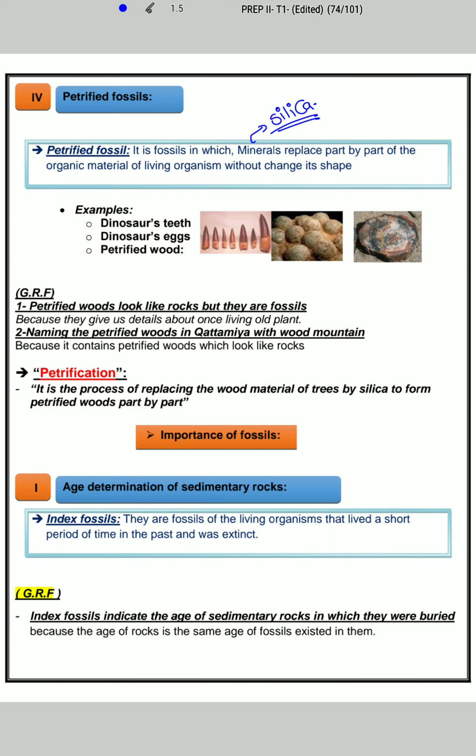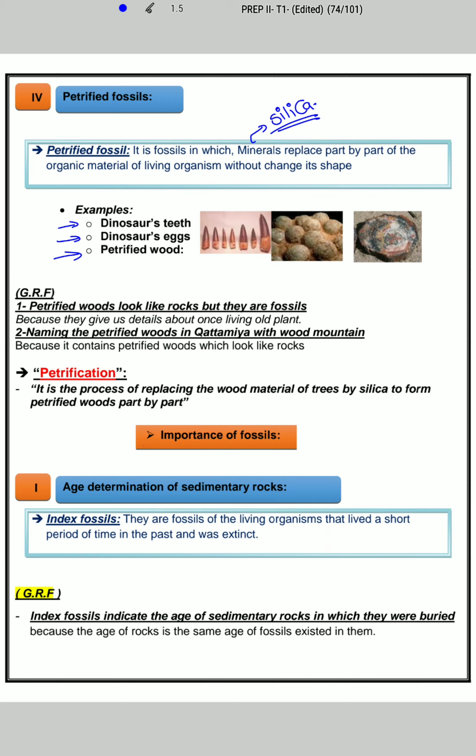We have three examples of petrified fossils: dinosaurs' teeth, dinosaurs' eggs, and petrified woods. And we have some of these petrified woods in Attamaya. Give reason: petrified woods look like rocks, but they are fossils. They are rocks, but at the same time, we consider them fossils. Why? Because they give us details about what was once an old plant. If anything gives me details of the life of old living organisms, we call it a fossil.